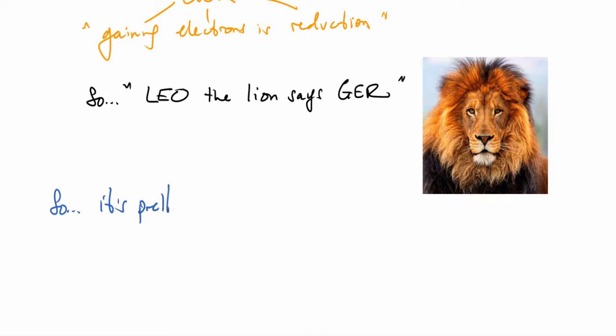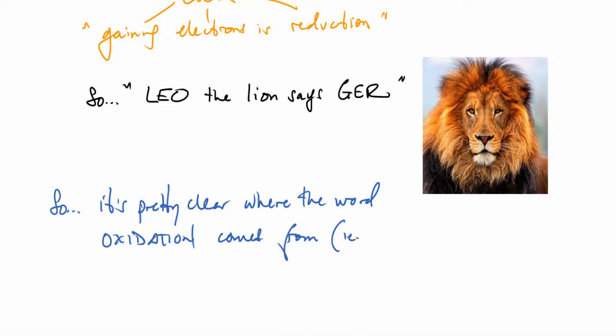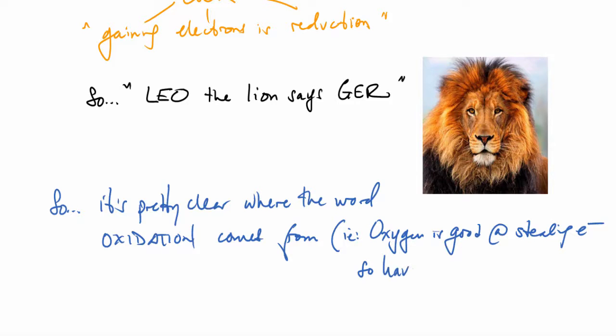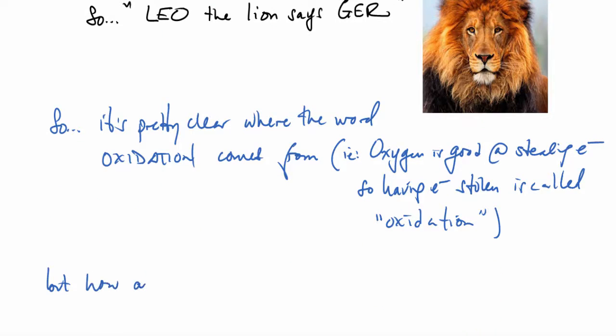So it's actually pretty clear where the word oxidation comes from. You can think about that for just a minute and you realize, well, oxygen is pretty good at stealing electrons. So having electrons stolen, we'll call that oxidation. So if you get electrons stolen, you were oxidized. How about reduction? Where does that word come from?